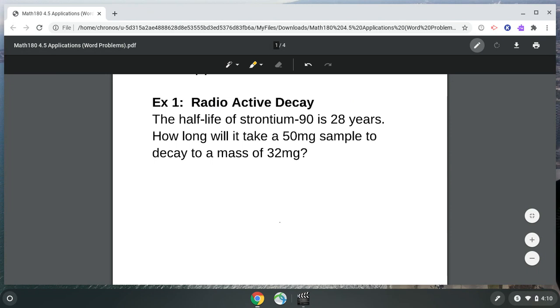Hi, class. So here we are, last section of chapter 4, which means your test is coming up really soon. Okay, so section 4.6 deals with word problems. Applications using exponentials and logs.